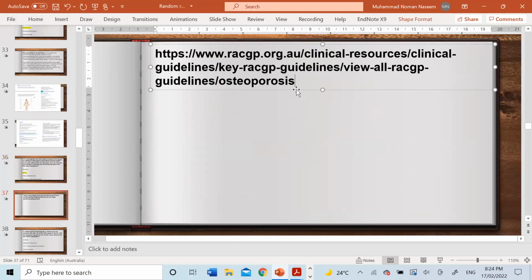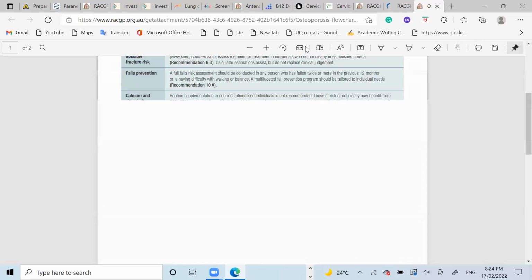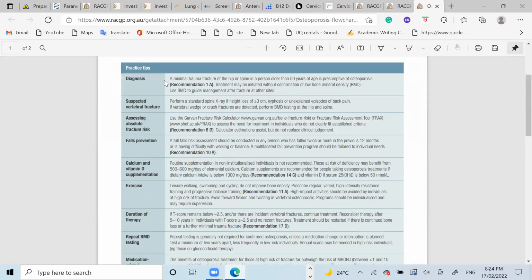All right, so this is the osteoporosis topic guideline by RACGP. Diagnosis: minimal trauma fracture of the hip or spine in a person older than 50 years of age. We always assume that it's because of osteoporosis. And if there is a fracture of the hip and spine in a patient of more than 50 years, you don't need to do BMD. You don't need to do the bone mineral density. You just start the treatment after checking the vitamin D and calcium level.